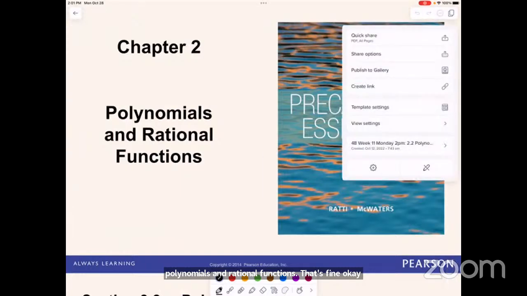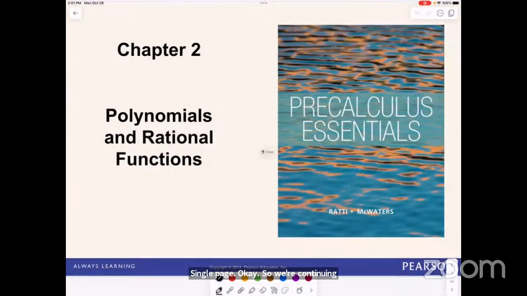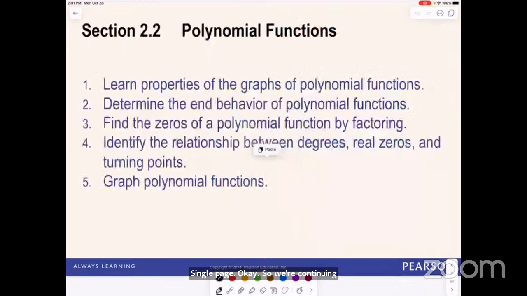Single page. Okay. So we're continuing chapter 2 on polynomials and rational functions, and we're going to focus on polynomial functions. A few objectives here. One, learn the properties of the graphs of polynomial functions. 2, determine the end behavior of polynomial functions. 3, find the zeros of a polynomial function by factoring. 4, identify the relationship between degrees, real zeros, and turning points. And 5, graph polynomial functions. So we'll get through as much of this together as we can. As usual, whatever we don't finish together, I do expect you to use my pre-recorded lectures to fill in the gaps.